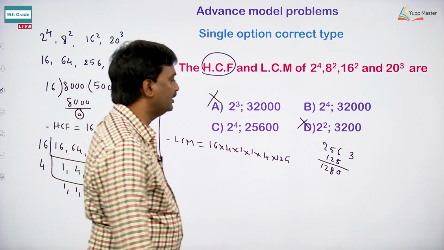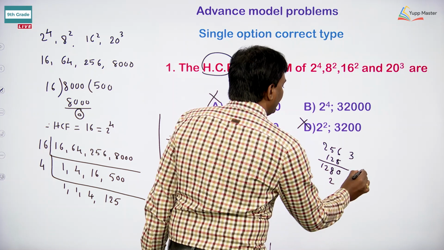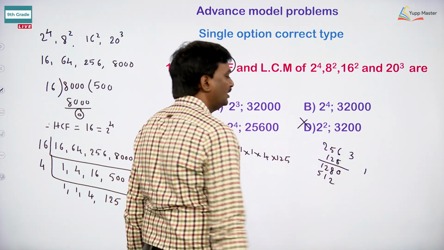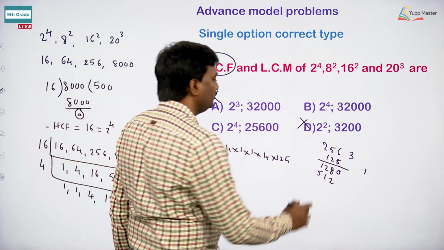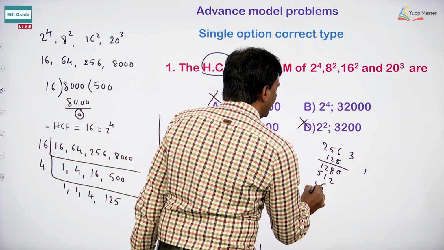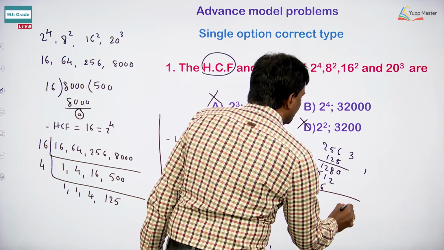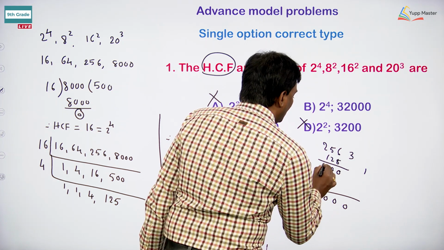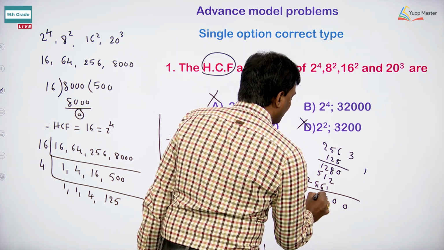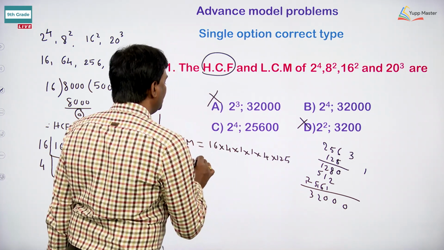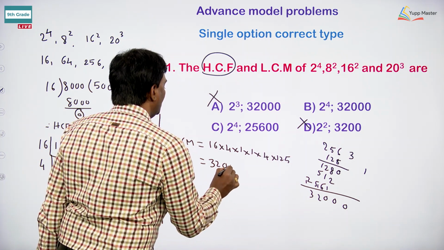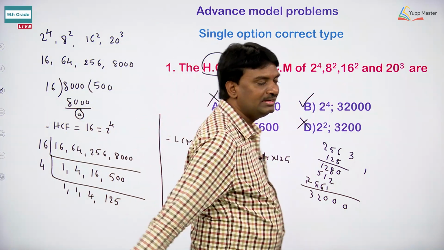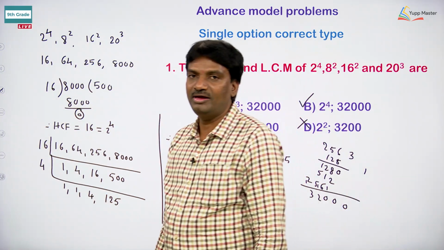128, 1280. Next, if we take 2 6s are 12, 2 5s are 10 plus 1, 11, 2 2s are 4 plus 1, 5. 2 into 256, 512. Next, 1 into 6, 6, 1 into 5, 5, 1 into 2 is 2. So 0, 8 plus 2, 10, 2 plus 1, 3, 3 plus 6, 9 plus 1, 10, 1 plus 5, 6 plus 5, 11 plus 1, 12, 2 plus 1 is 3, 32,000. By observing the options, we have option B is the correct option for the given problem.